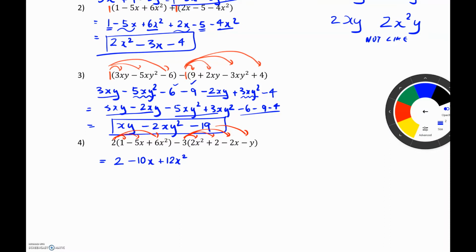Now we go negative 3 times 2x squared is going to give us a negative 6x squared. Negative 3 times plus 2 gives us a negative 6. Negative 3 times negative 2x is going to give us a plus 6x. Negative 3 times negative y is going to give us a plus 3y. So just look at that for a little while. I'm going to give you like 20 seconds, and then you confirm that what we just did is correct.